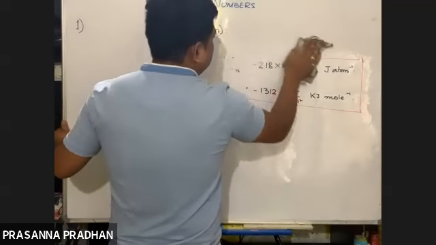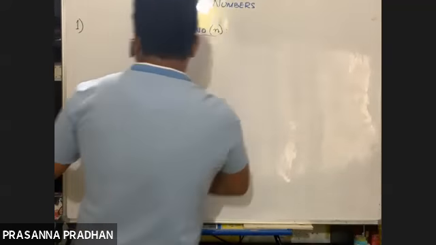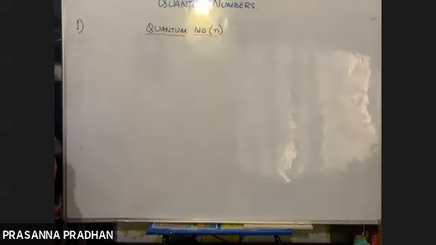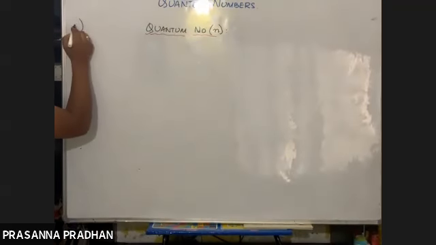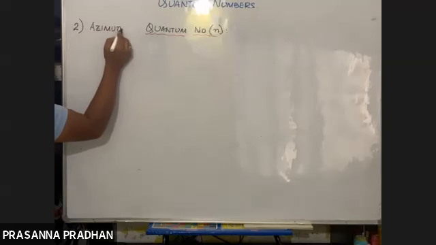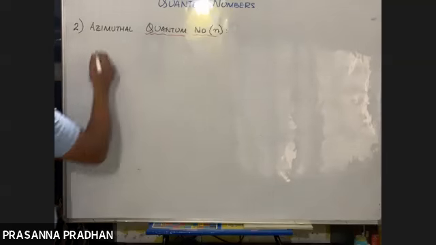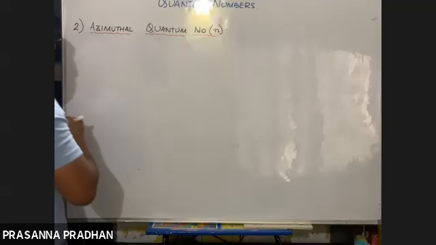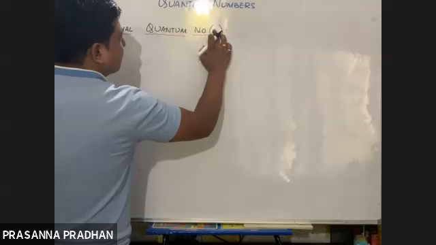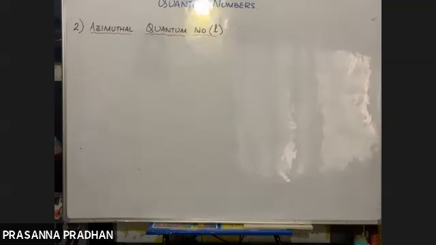The second quantum number, which is very important and which we'll be discussing, is known as the azimuthal quantum number. And what is the symbol of the azimuthal quantum number, guys? It is designated by the small letter l. Now let us try to understand the origin of this quantum number.